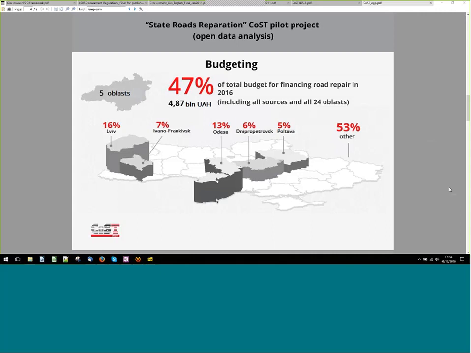And when questions are coming, why exactly these regions are receiving more money, there are no clear answers or clear criteria which can be used to answer, because we simply cannot find them in any open sources or even not open sources during the assurance process. So can we move to the next slide?